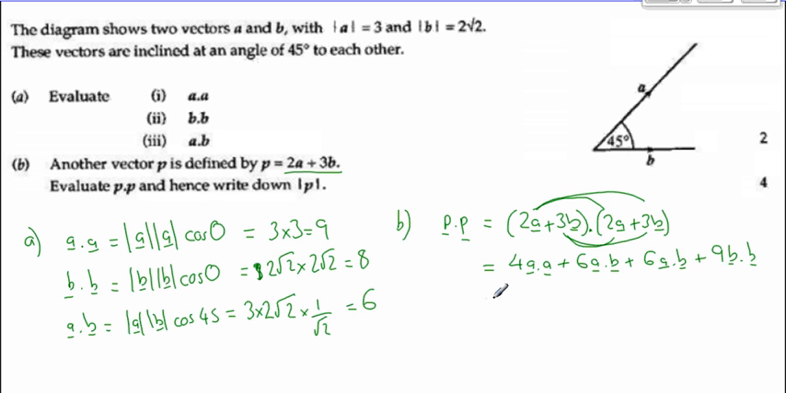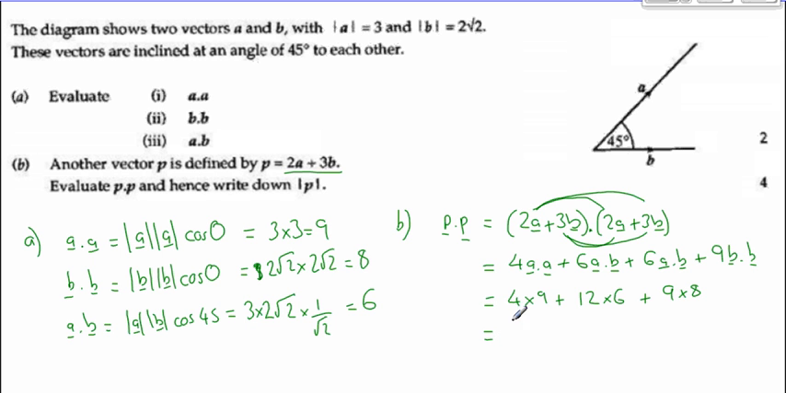Okay, now these things we already know. A dot A is 9, so that really means 4 times 9. So we've got 12 lots in total there of A dot B, so that's 12 lots of 6. And lastly, we've got 9 lots of B dot B, which is 9 lots of 8. And we're just simplifying it, or we're evaluating it, finding out what that really is.